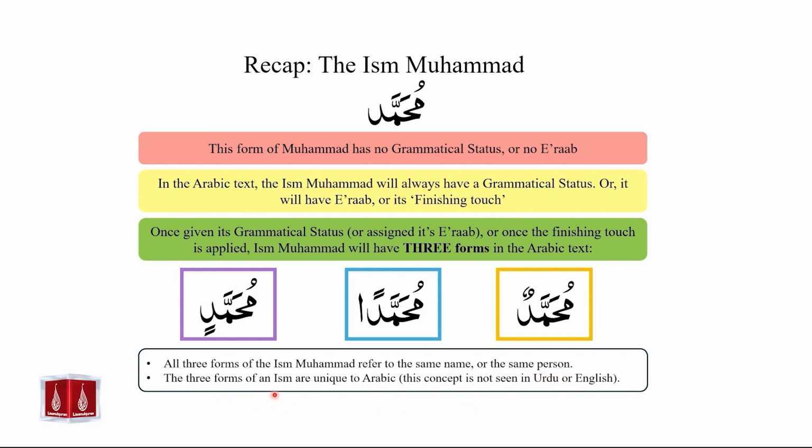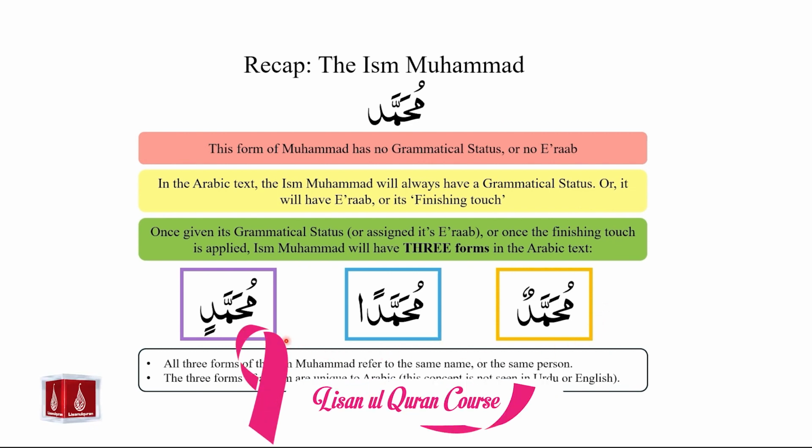The three forms of an Ism are unique to Arabic grammar. We will not see this concept in Urdu or English. In Urdu or English, we will just use the ism Muhammad. But when it comes to Arabic grammar text, we will be using Muhammadun or Muhammadan or Muhammadin.